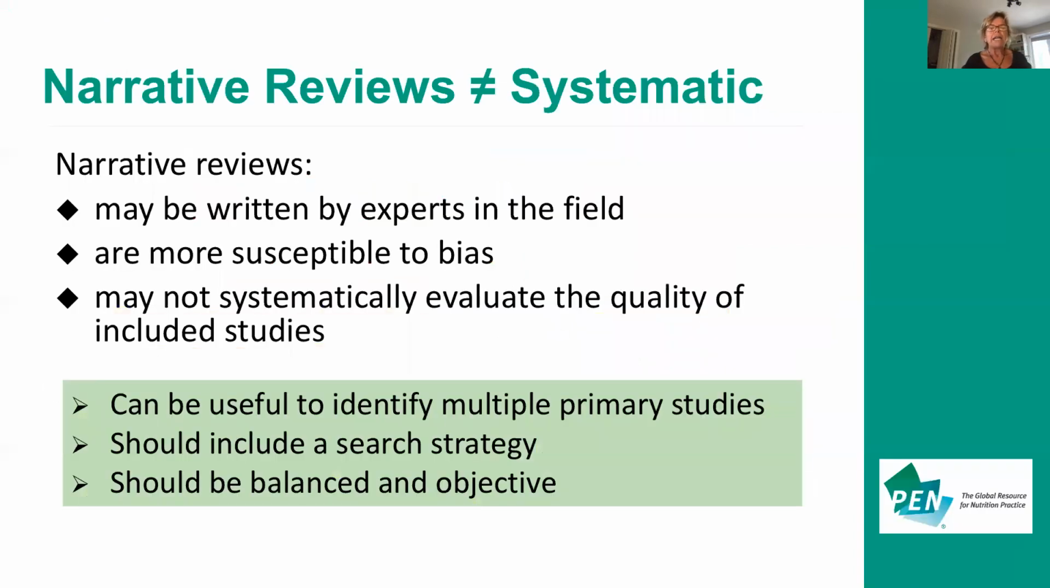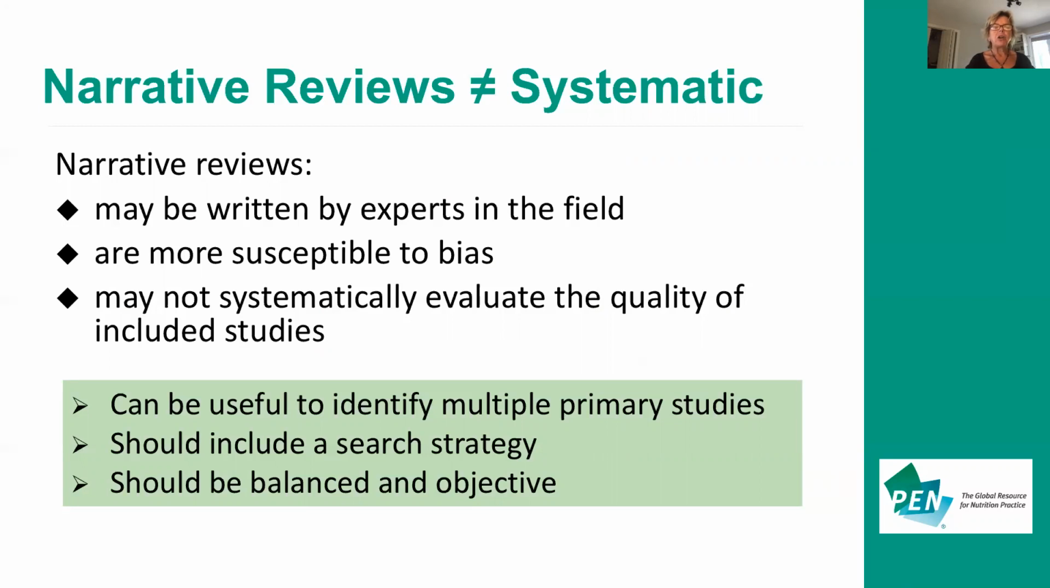So narrative reviews are not systematic reviews. They are more susceptible to bias because the authors, who could be experts in the field, are selectively citing studies, and they may not evaluate the quality of included studies. But if there isn't a systematic review available to answer your question, a narrative review can be useful because it can consolidate several primary studies together and describe them.